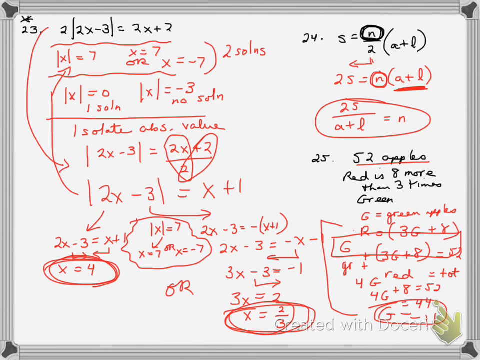But so my green is 11, believe it or not. Now take that and you plug it back up here. 3 times 11 is 33 plus 8 more. That'd be 41 for my red apples. And that's your answer.